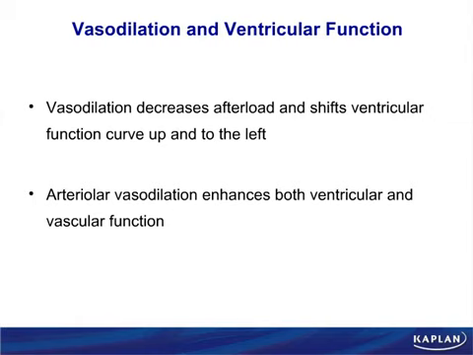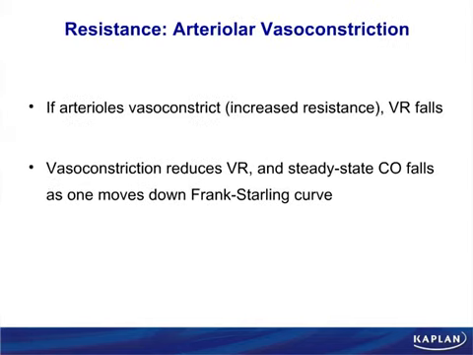All right, we reviewed that briefly just a little bit ago, but again, that is section 4. So arteriolar vasodilation enhances both ventricular and vascular function. Going the other way, if the arterioles vasoconstrict, that means increased resistance, so flow falls, venous return falls. So vasoconstriction reduces venous return and steady state cardiac output will fall. And as we'll talk about and as we'll show you, it's because we're moving down the Frank-Starling curve. Because remember, venous return determines preload.